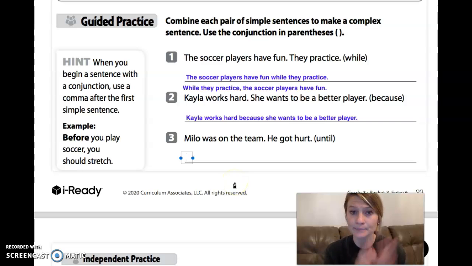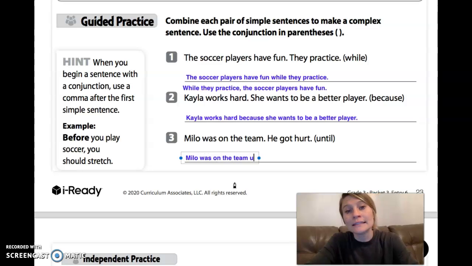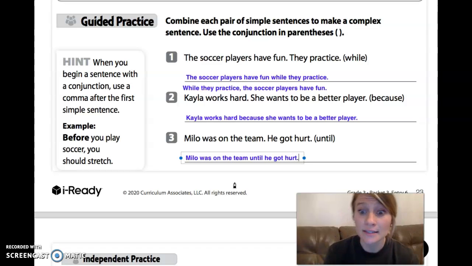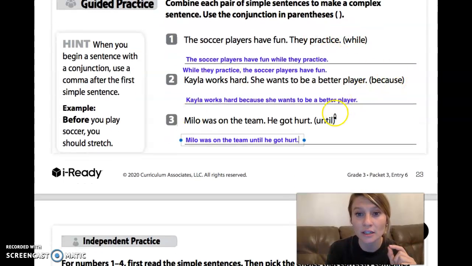Milo was on a team. He got hurt. Milo was on the team until he got hurt. I could have said until he got hurt, Milo was on the team, but I like Milo was on the team until he got hurt. So do you see how I can combine each of these simple sentences to make a complex sentence? And I use the conjunction.